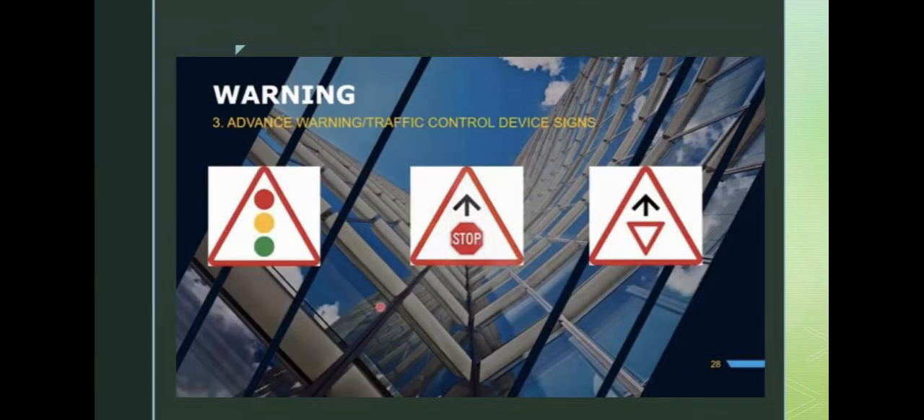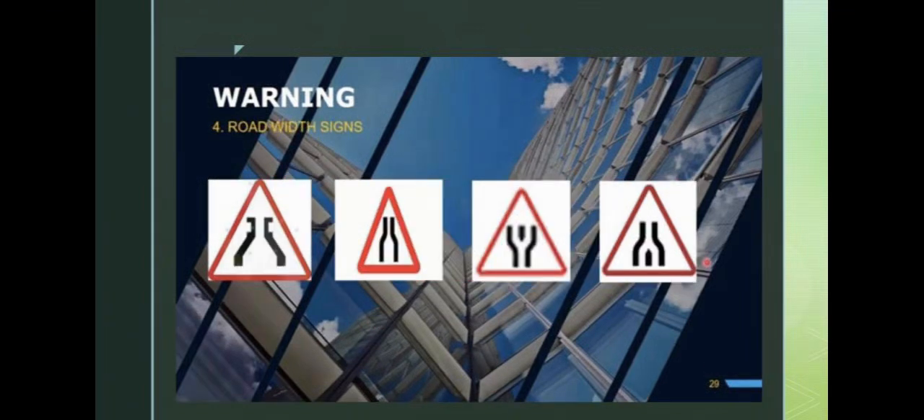So, next is the advanced warning or traffic control devices signs. So, these are advanced warnings. These are signs when one approaches an intersection or junction. If you see this sign, it means to say the signal is not visible from a distance of 120 meters. Next is the road width sign.